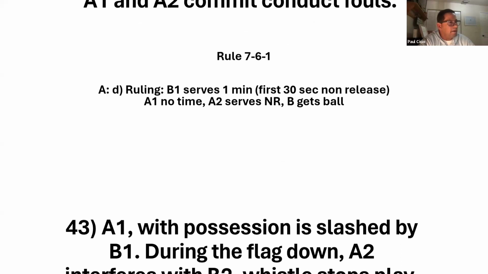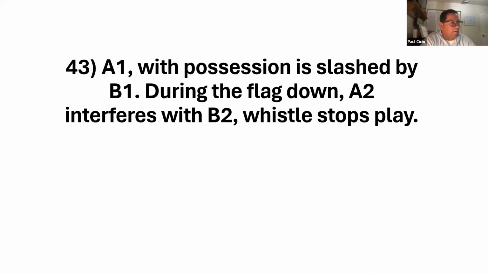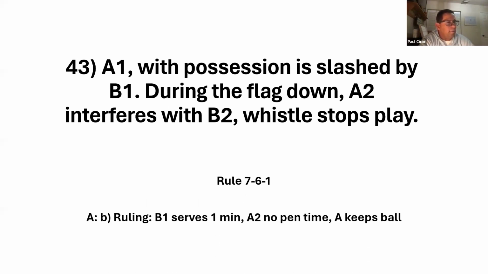43, A1 with possession is slashed by B1. During the flag down, A2 interferes with B2, whistle stops play. All right, B2 serves 1 minute, A2 no penalty time. So here the scenario is there's a flag down, and then the A2 interference just kills the slow flag. All right, during live ball, it was a technical foul, interference.